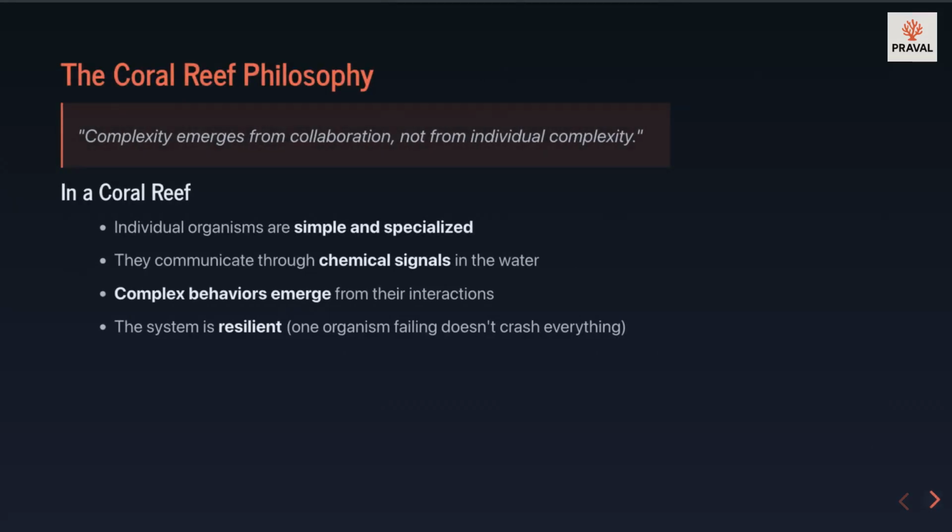This brings us to the coral reef philosophy. The core idea is this: complexity should emerge from collaboration, not from individual complexity. Think about an actual coral reef. Each organism is simple and specialized. They communicate through chemical signals in the water. Together, they create a complex ecosystem. And importantly, if one organism dies, the whole reef doesn't collapse.